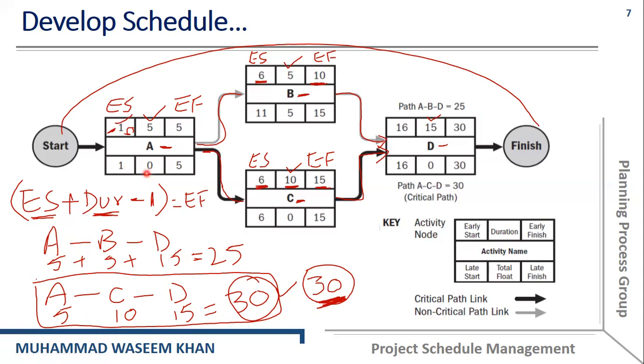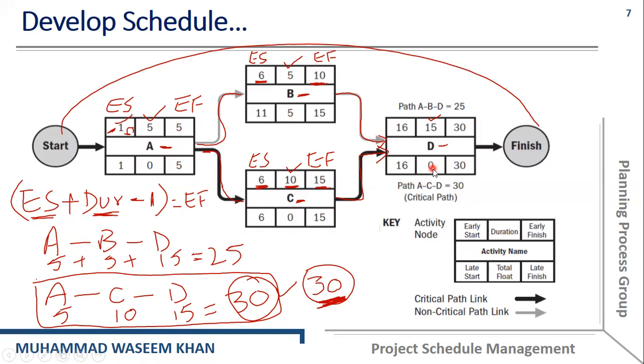Okay. Now, as you can see in the legend, we have one thing left, and that is the total float. If you want to find the total float, then the total float is latest start minus earliest start, or sorry, latest finish minus earliest finish, or latest start minus earliest start. If we use the latest finish minus earliest finish, 5 minus 5 is equal to 0. So 0 is the slack or float. Similarly, 15 minus 10, which is equal to 5. 15 minus 5, which is equal to 0. And 30 minus 30, which is equal to 0.